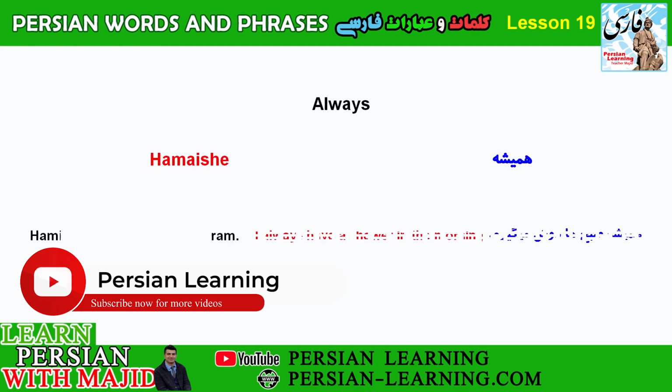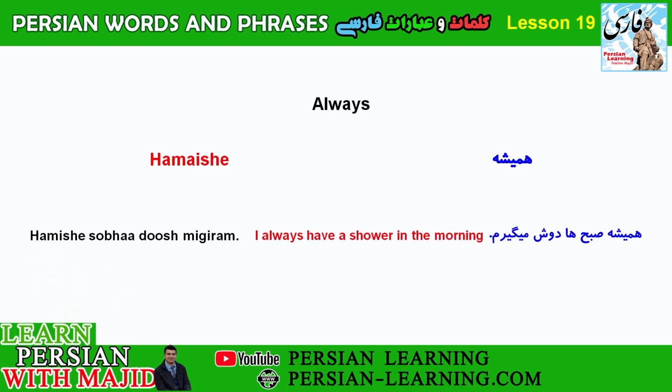همیشه. همیشه صبحها دوش میگیرم. You can simply use all adverbs of frequency at the beginning of the sentences, but Persian is flexible. Sometimes you can use them in the middle of the sentence, sometimes at the end, but simply putting them at the beginning, if you ask me, will be the easiest option.